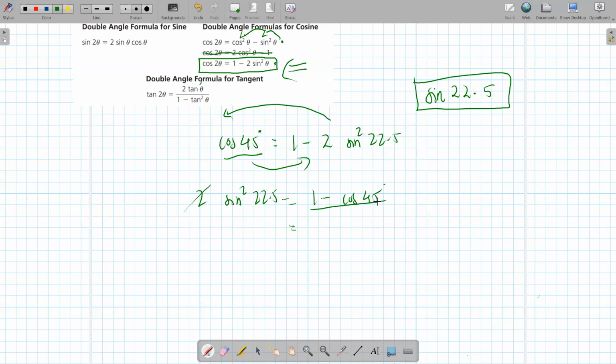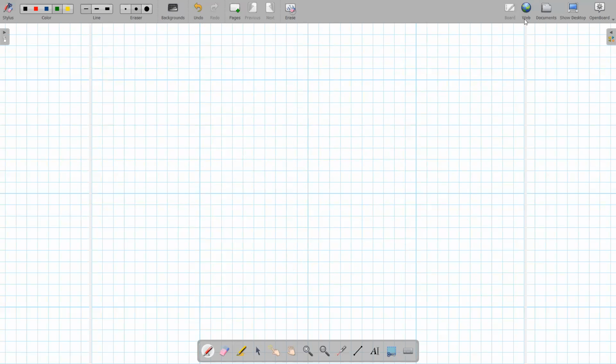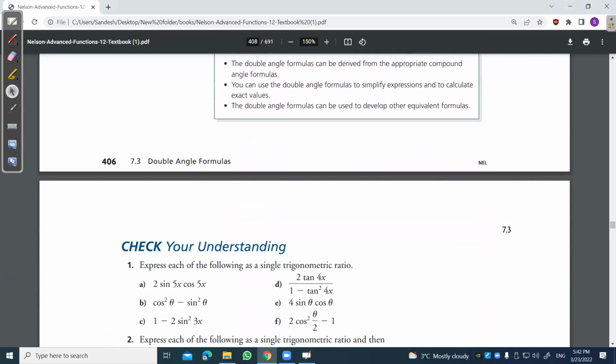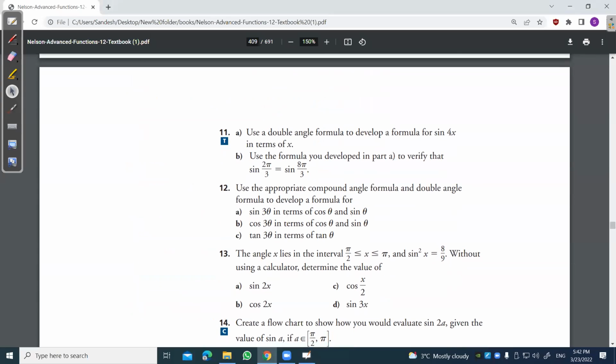Step 1, divide both sides by 2. Step 2, square root both sides, but it's not going to be plus or minus because that's an acute angle. It's strictly going to be plus. And there you go. That's the answer to this question. And cos 45 is 1 over root 2. And this is the exact answer for sine 22.5. That's actually not even bad. I thought it would be a lot worse than that. Well, let's try doing one more. And this is going to be the most difficult one if it exists.